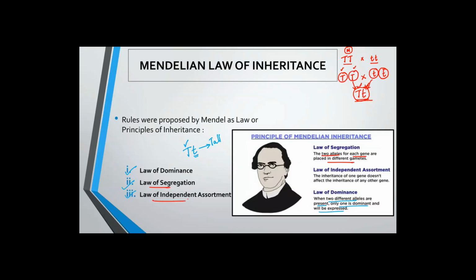Now moving to the law of independent assortment, it is related to the dihybrid cross. It says that the inheritance of one gene doesn't affect the inheritance of any other gene. So this is related to the inheritance of two or more genes. We'll be explaining it in later slides.